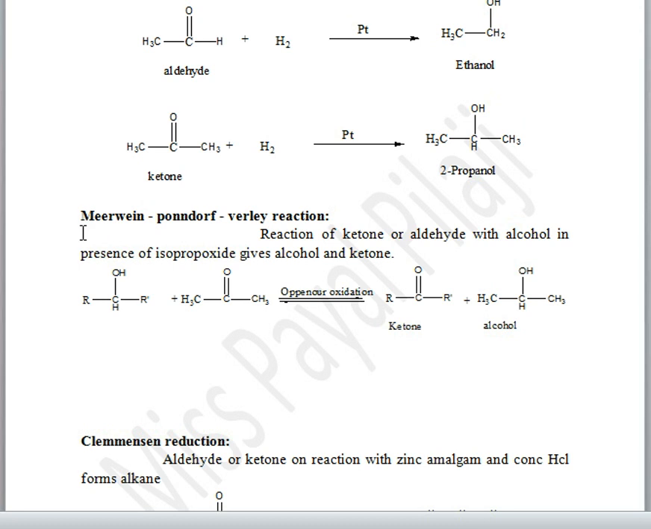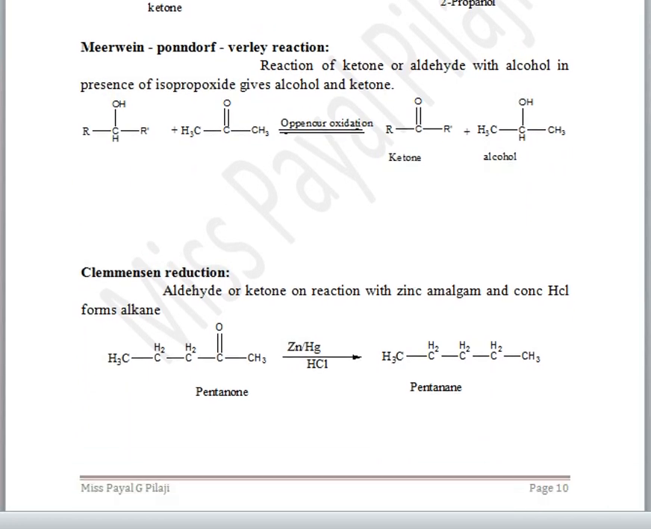So next reaction is the Meerwein-Ponndorf-Verley reaction. The reaction of a ketone or aldehyde with an alcohol in the presence of isopropoxide gives the alcohol and ketone. Here the aldehyde reacts with one molecule of alcohol in the presence of isopropoxide, and it gives the ketone and the alcohol.